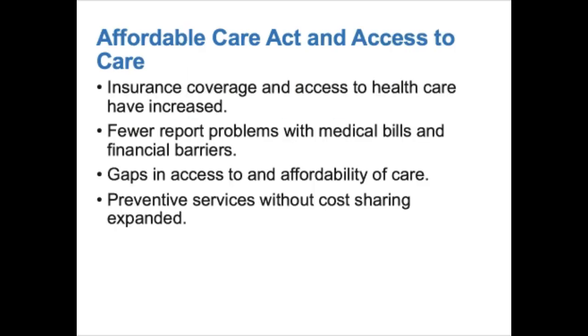Overall, access to health care has increased under the ACA. For example, the proportion of the U.S. population without a regular source of care decreased from 29.8% in 2013 to 26% in 2014, and by 2015, almost 74% of all non-elderly adults reported having a usual source of care. There are also fewer reports of problems with medical bills and financial barriers since the ACA. But as we saw in the last graph, many Americans still do not access health care due to cost, and there are gaps in access.